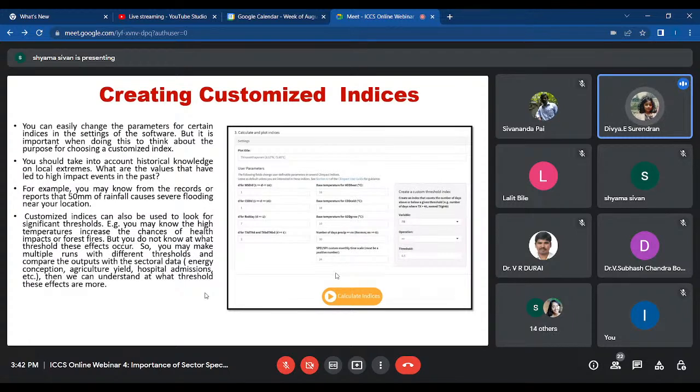Otherwise, on a trial and error basis you can try different indices, but it does not have any meaning. So you should understand. Based on that there are options for customizing the indices. That I will discuss in the demonstration part. Next slide.